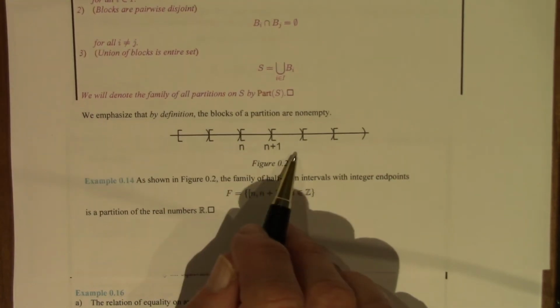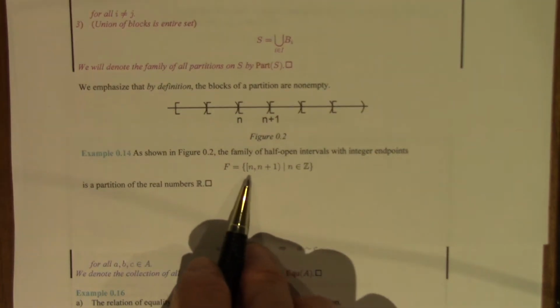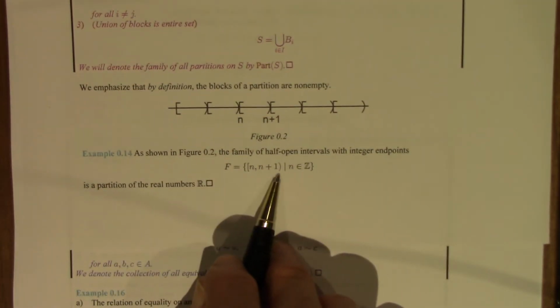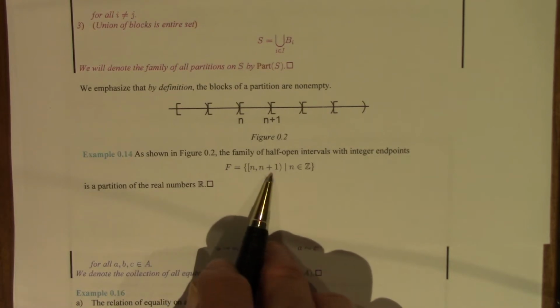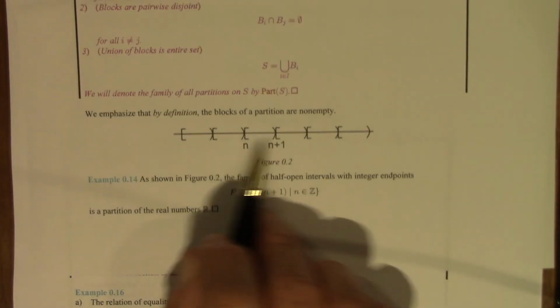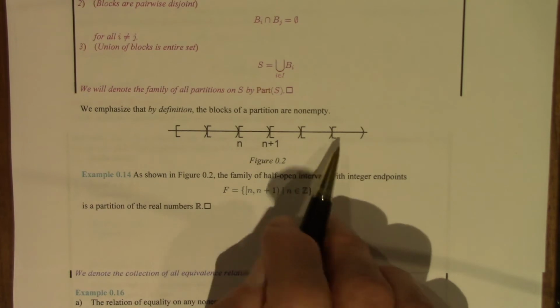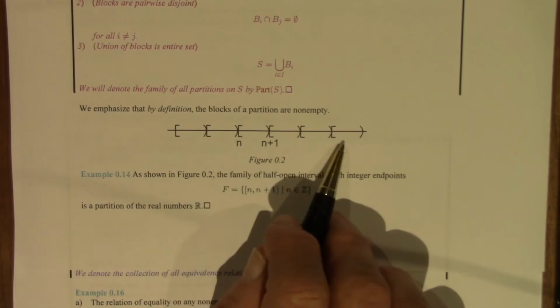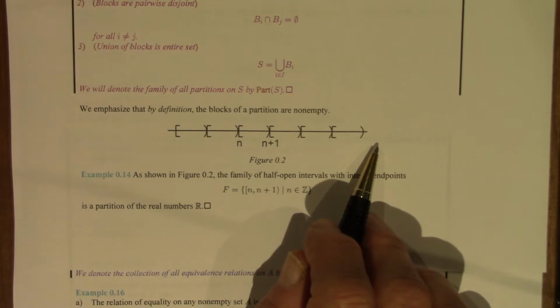Here's an example of a partition of the real line into half-open intervals with integer endpoints, n to n plus 1. You can see from the picture it's fairly clearly a partition. The intervals are non-empty, they're non-overlapping, and their union is the whole real line.